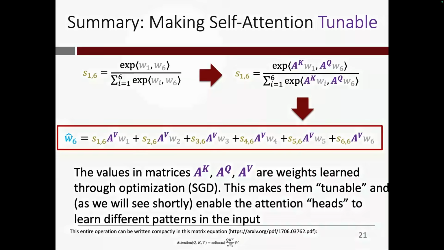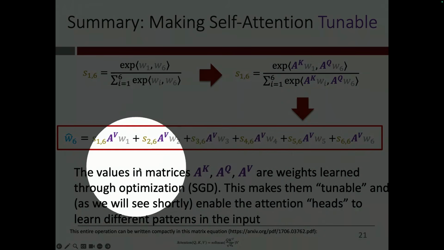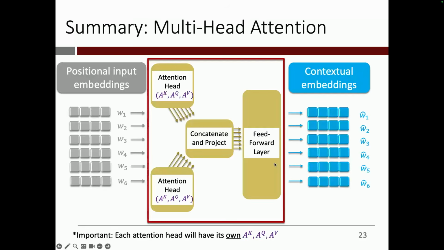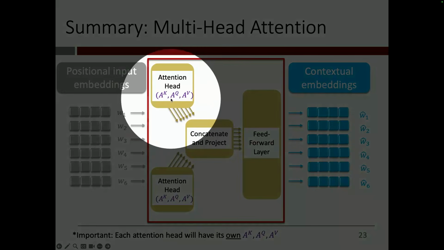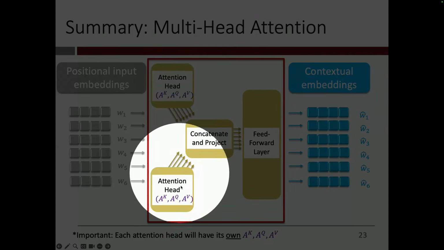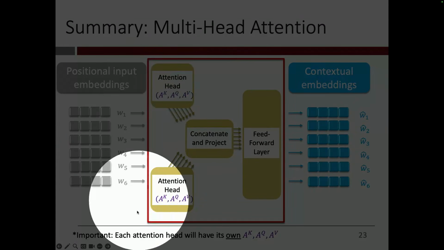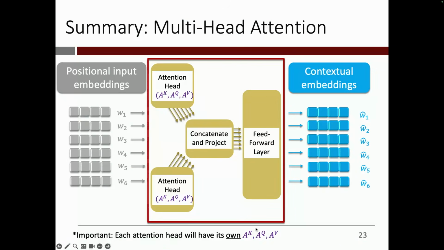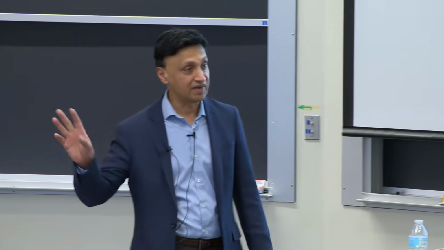Yeah, so the values in these matrices are weights learned through optimization using SGD. And what that means is that each of these attention heads now has its own copy of these matrices. It has its own matrices. And over the course of backpropagation, these matrices will look very different. Okay? So, important: each attention head will have its own set of 3 matrices. So if you have 10 attention heads, 30 matrices will be learned.